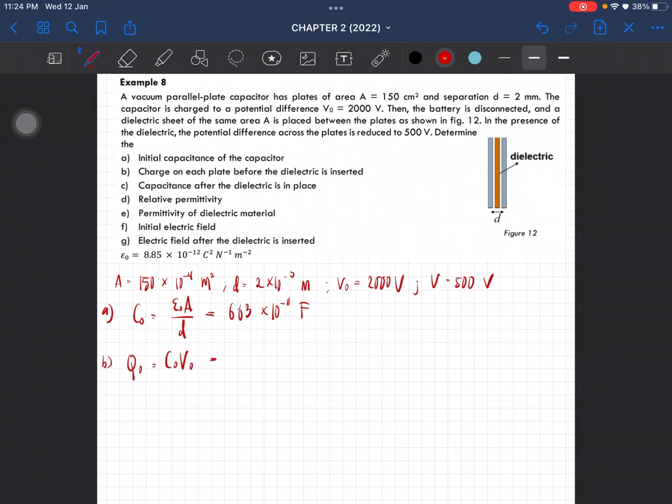before the dielectric is inserted. So use the values before the dielectric is inserted. So this is 1.33 times 10 negative 7 coulomb.